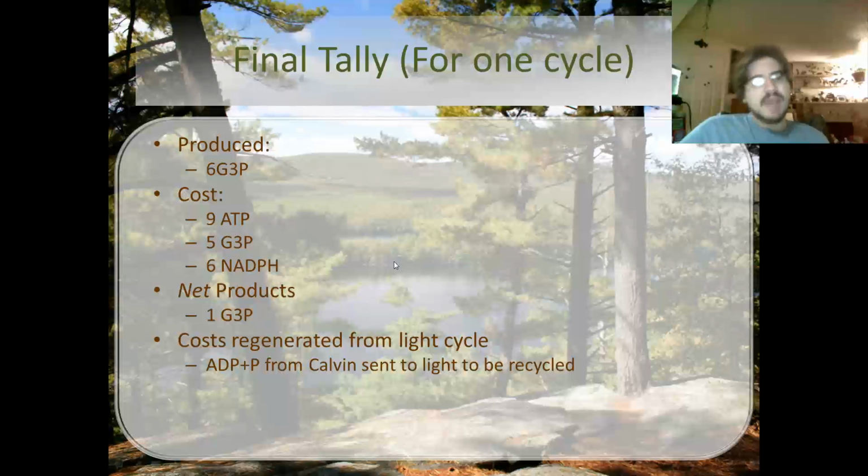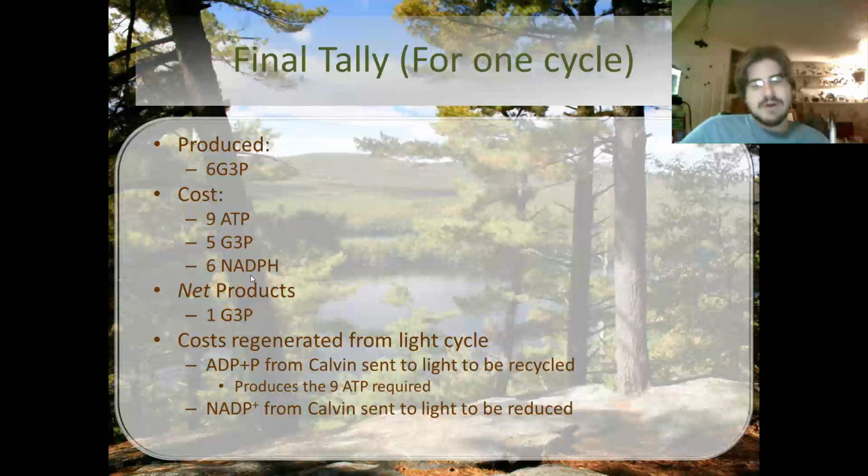So, ADP plus P from the Calvin cycle after it's used is sent to the light cycle to be recycled, and that produces the 9 ATP, and then the NADP from the Calvin cycle, after NADPH donates its hydrogen, it becomes NADP. It's sent to the light cycle to be reduced. So that is the end of photosynthesis.